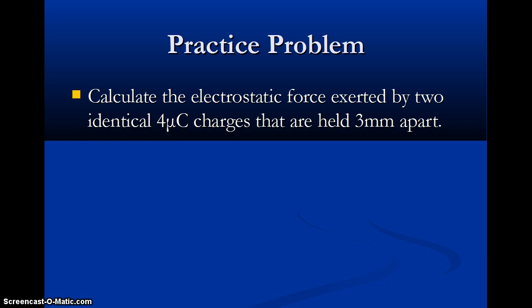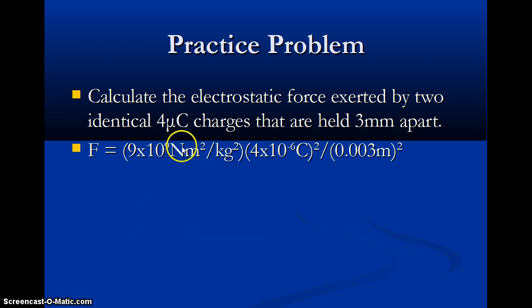All right, so let's imagine you have 2 identical 4 microcoulomb charges, so using those SI prefixes again, that are held 3 millimeters apart. So whenever you attack a problem like this, figure out what values you need. So I'm just going to use Coulomb's law and plug into it. So K, 9 times 10 to the 9th. Then I'm going to do 4 microcoulombs. Micro is 10 to the minus 6. But I have 2 of them, Q1 times Q2, and they're identical, so squared, divided by the distance squared. And when I plug that in, I get 16,000 newtons.